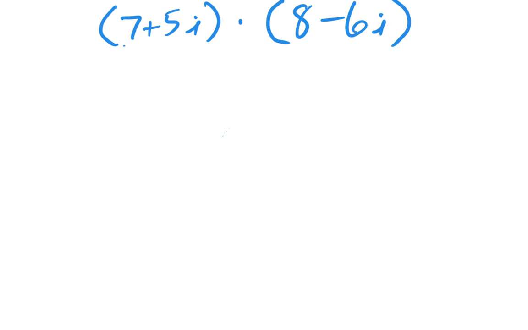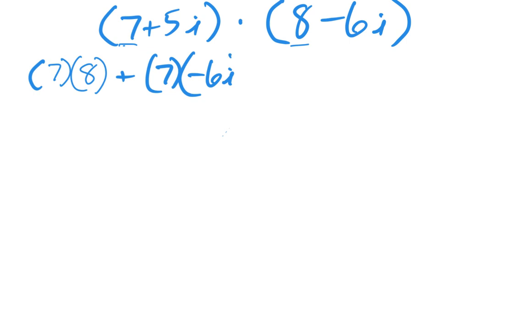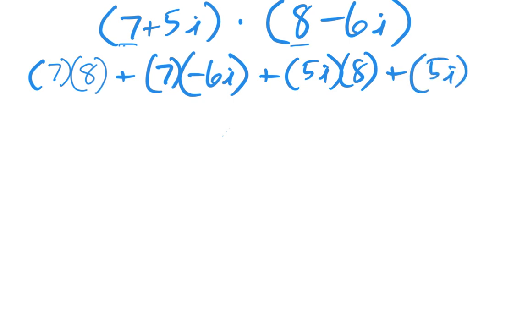So now we have 7 times 8. Those are our first terms. Plus, if we do the outside, we have 7 times a negative 6i. Those are the outside terms. Plus, we have 5i times 8. Those are inside terms. Plus 5i times a negative 6i. Okay, those are the 4 terms that we are multiplying.